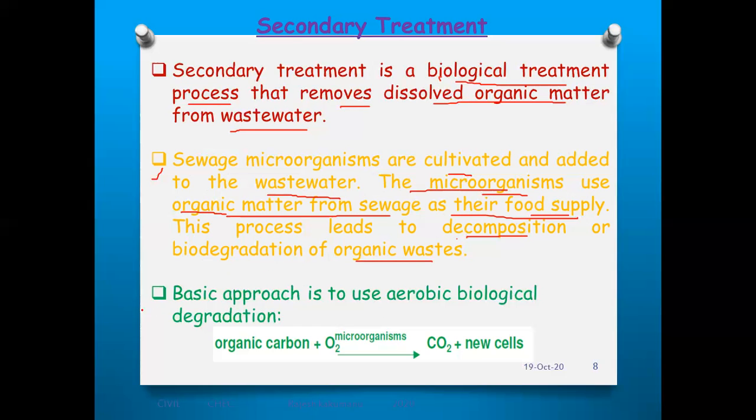Next. The basic approach is to use aerobic biological degradation. What is the basic approach here? The basic approach is to use aerobic. Aerobic means in the presence of oxygen. The basic approach is to use the aerobic biological degradation process.